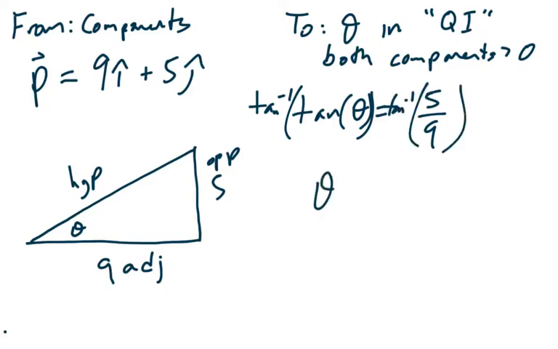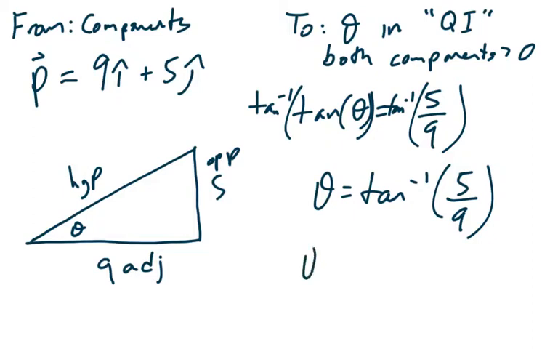So your theta, when both components are positive, which is what this means, is just going to be inverse tangent of the y component over the x component. And getting a calculator and plugging that in, it's going to be 29.0 degrees.